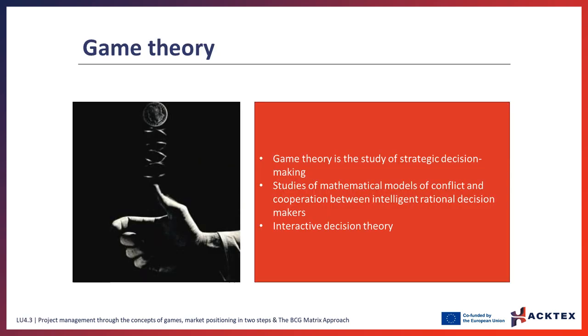Game theory is the study of strategic decision-making and is sourced from studies of mathematical models, such as Nash's equilibrium. It can also be sourced out of conflict and cooperation between intelligent rational decision-makers. Whereas decision theory is concerned with an individual decision-maker who tries to make the best decision based on their understanding of the world, game theory is concerned with the interaction between different decision-makers.